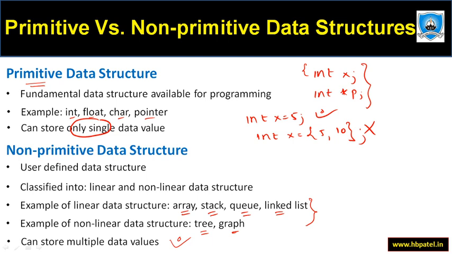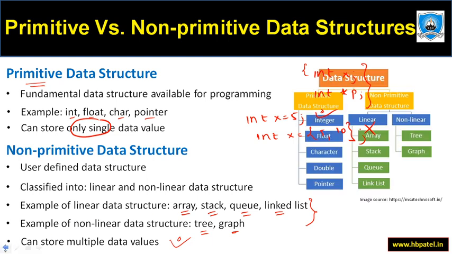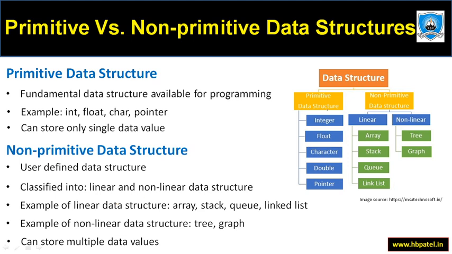So this is the first category. This is another way of representing the same information, primitive versus non-primitive. In primitive you can have integer, float, character, double and all those data types along with pointer. Whereas in case of non-primitive you can have linear versus non-linear. In linear we can have array, stack, queue, linked list, and in case of non-linear we'll be having tree and graph. So we'll see this category in a little while.